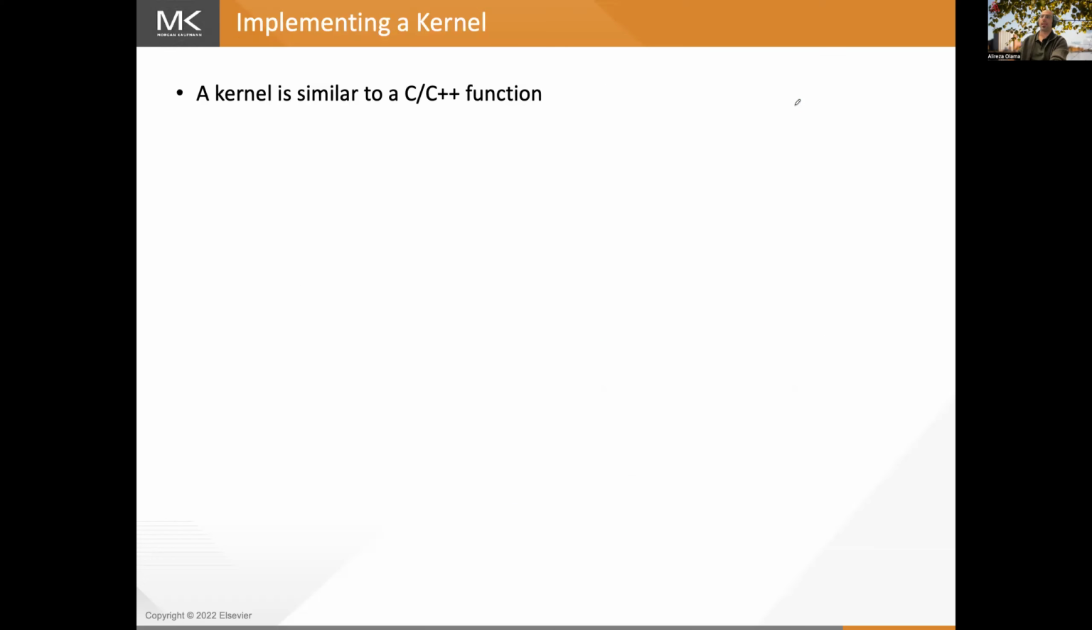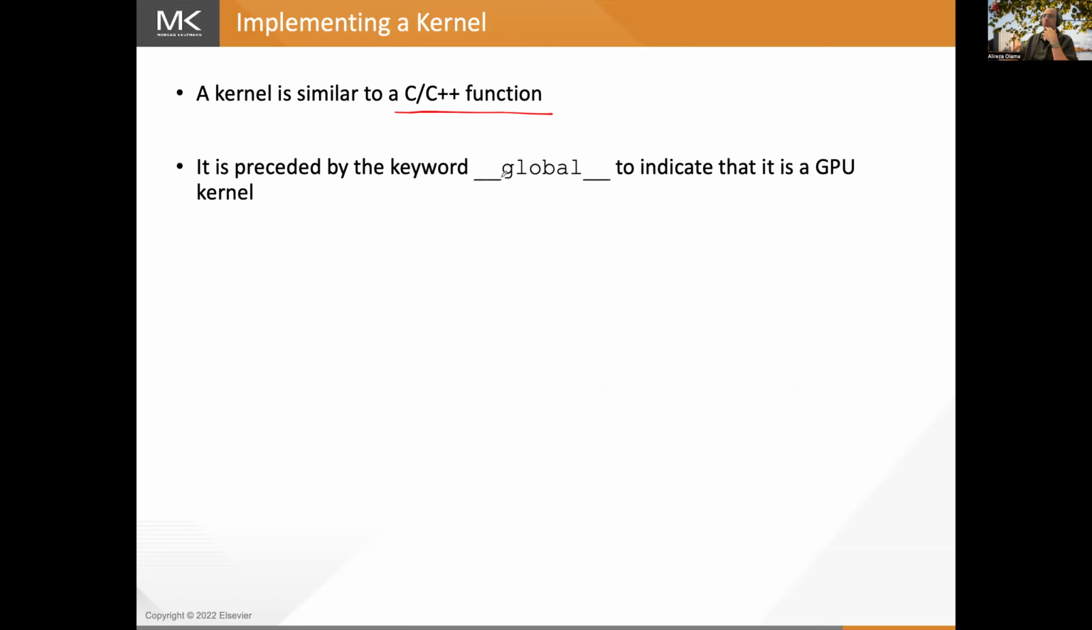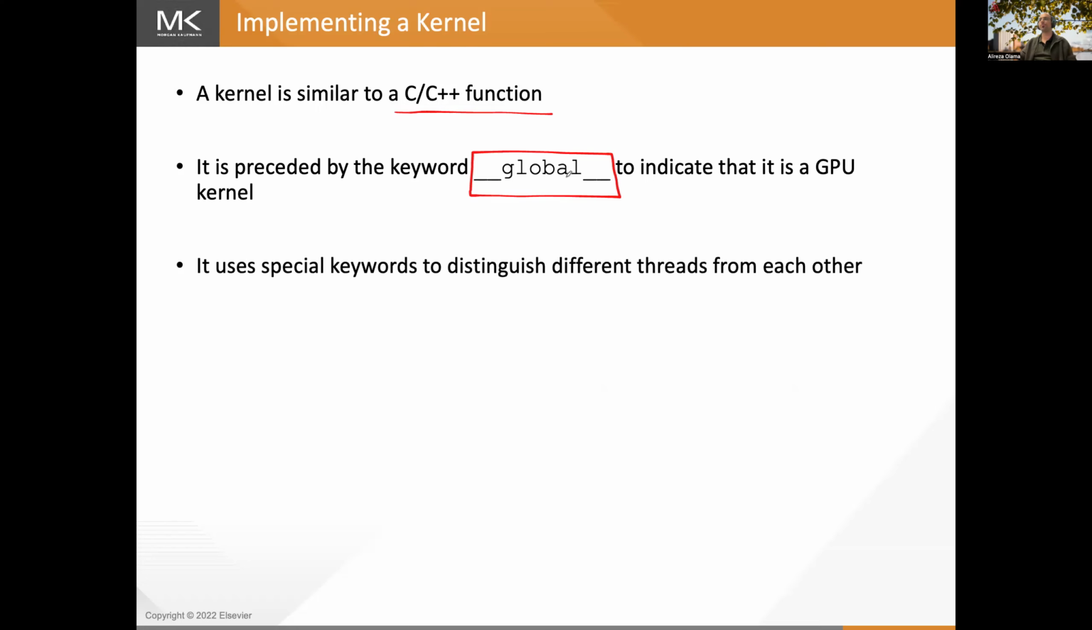So as I mentioned, a kernel is a typical C++ function. To specify that your C or C++ function is a kernel, you have to annotate that function using a keyword called global. So when you have this global keyword before the function definition, the compiler knows that this function is a kernel, and it should launch a grid of threads for this function, right? You can also have different keywords that you're going to be familiar with. All right.